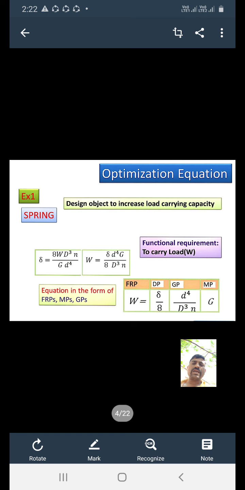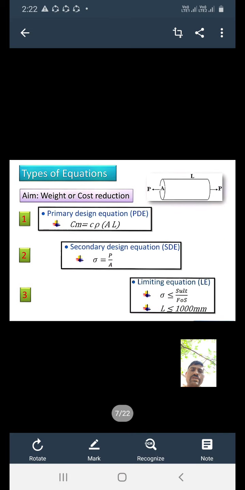And last is the LE, the limit equation, or we can say the constraint. These are the three types of equations: primary design equation PDE, secondary design equation SDE, and limit equation LE.